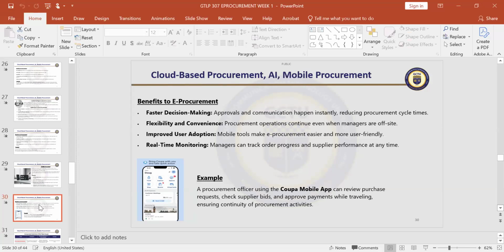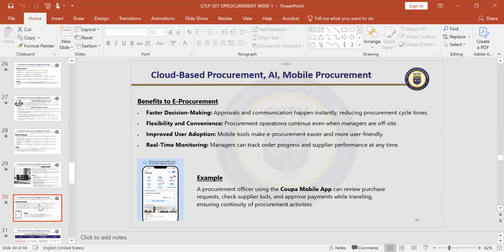So if in the beginning you were resisting, you didn't like e-procurement because of one or two reasons, and you realize that this thing is very, very easy, even when I'm not at the office I can approve, I can send messages and all those things, then you adopt it and you convince other people to use it because it is easier and also user-friendly. And real-time monitoring.